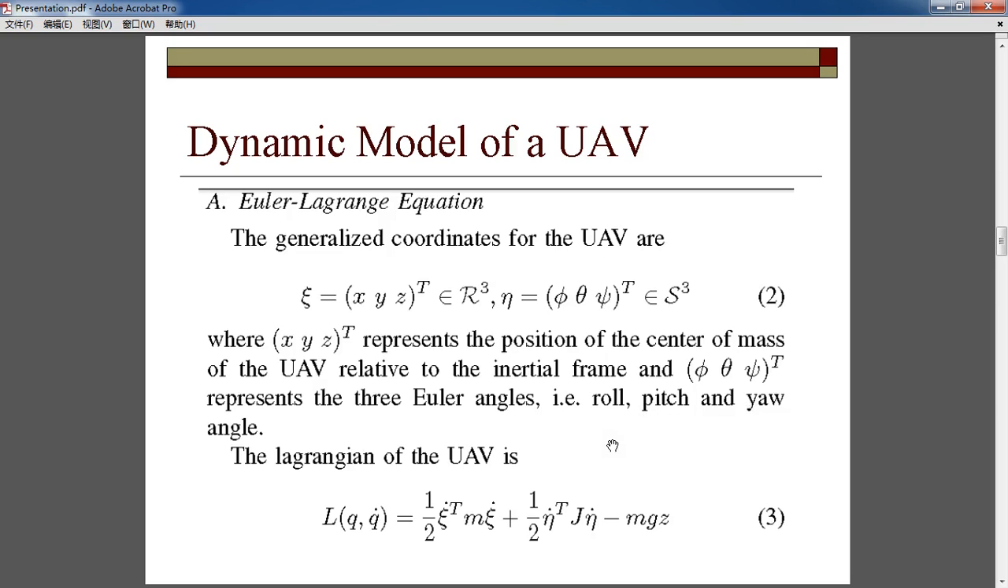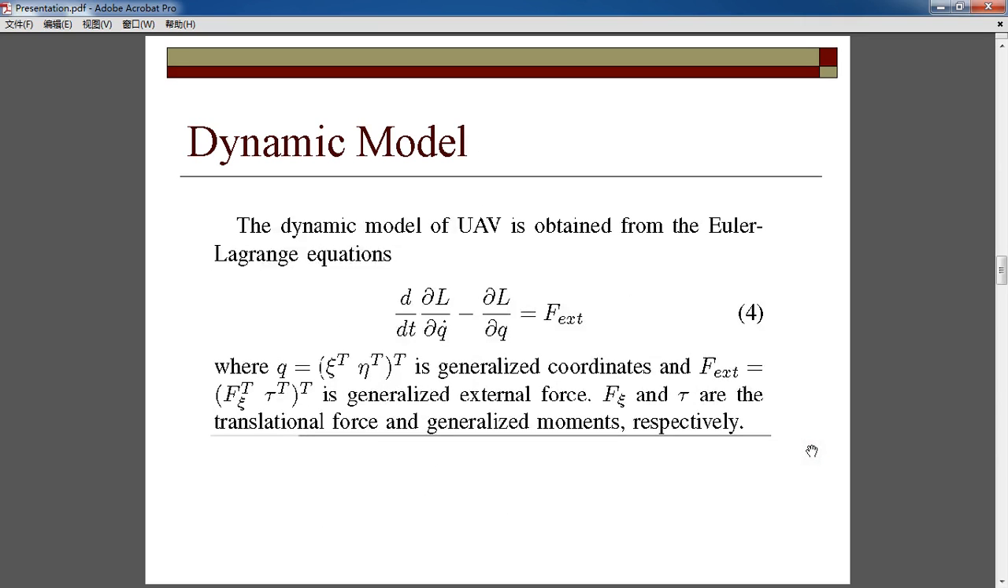Then the Lagrangian of the UAV can be written like this. The dynamic model of the UAV is obtained from the Euler-Lagrange equation, which is presented as equation 4, where q is the generalized coordinates and F sub x is a generalized external force.